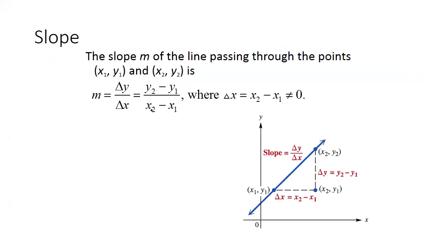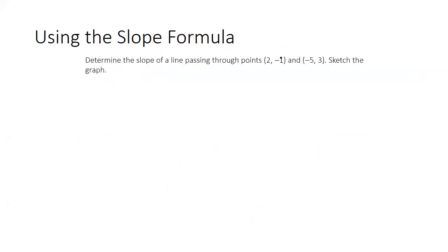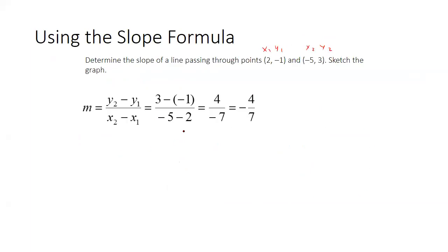y2 minus y1 over x2 minus x1 is the formula for the slope. If I give you 2 points, I can find the slope. You can label this x1, y1, x2, y2, and then plug into the formula. So the slope here would be -4/7. What that means is from anywhere on the line, if I move 4 units up, 7 units to the left, I get back to the same line.